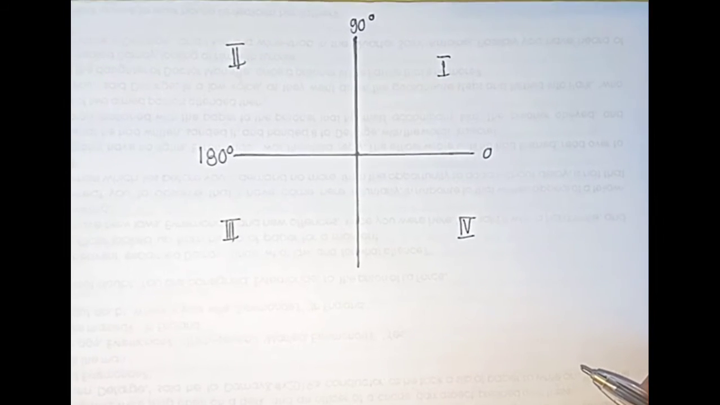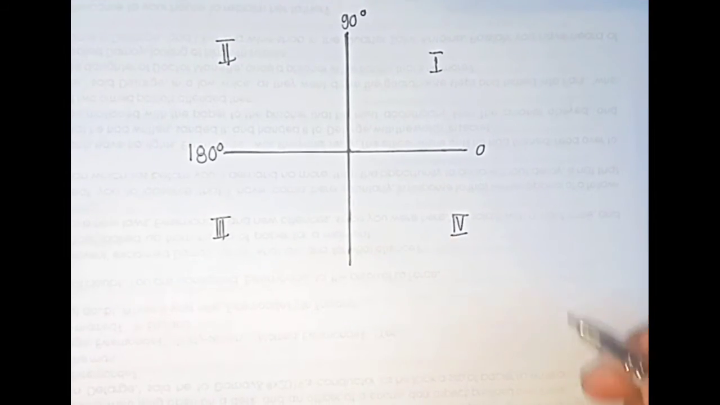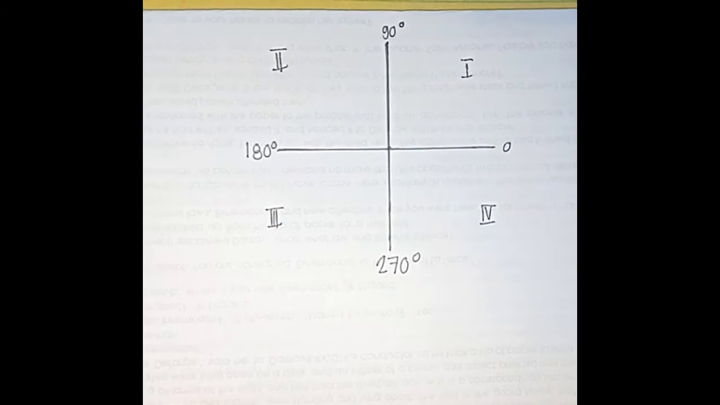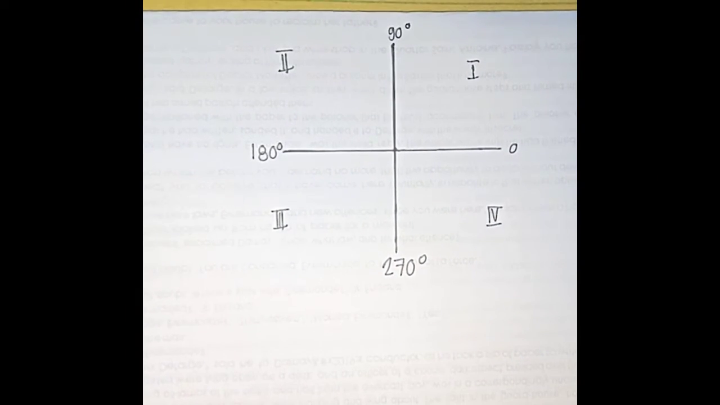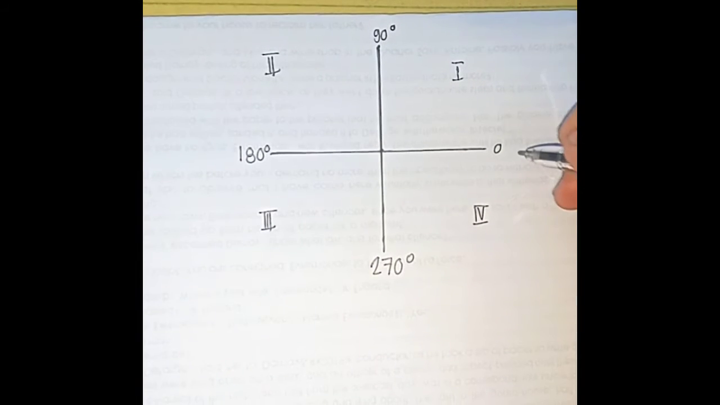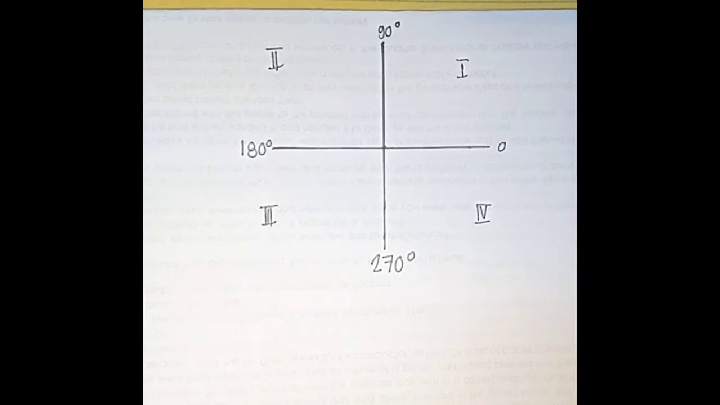And then for quadrant 3, it's between 180 degrees and 270 degrees. And quadrant 4 is between 270 degrees and 0, which is also 360 degrees.